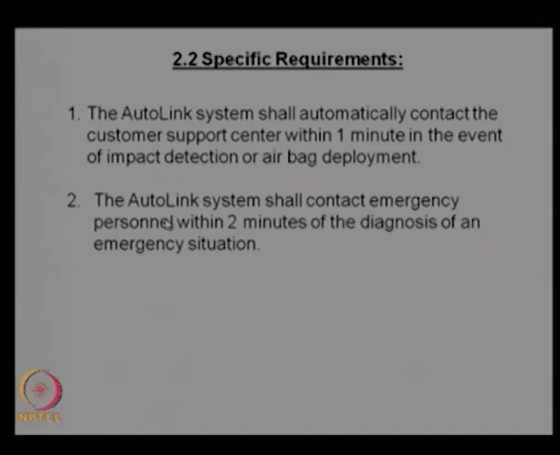The other one is the Autolink system shall contact emergency personnel within 2 minutes of the diagnosis of an emergency situation. So within 2 minutes of an emergency situation, this should be able to contact the emergency personnel. This requirement is from the vehicle to the customer support, and this is from the customer support to the emergency personnel. So within 2 minutes of the diagnosis of an emergency situation, the information should be passed to the emergency personnel.